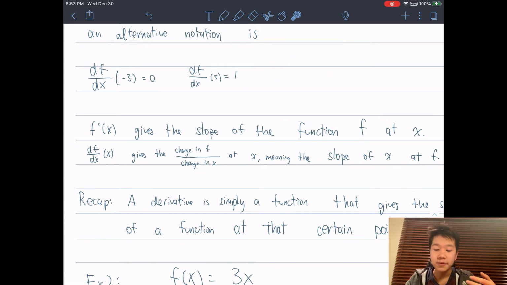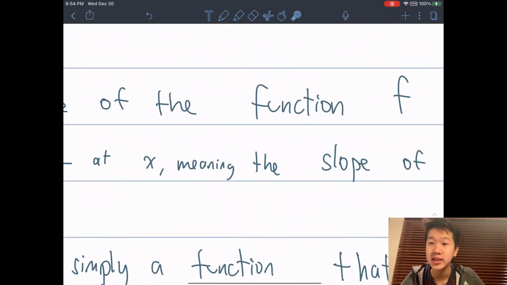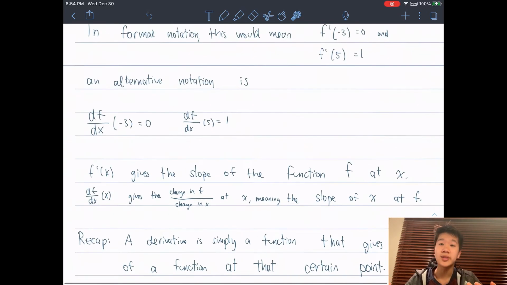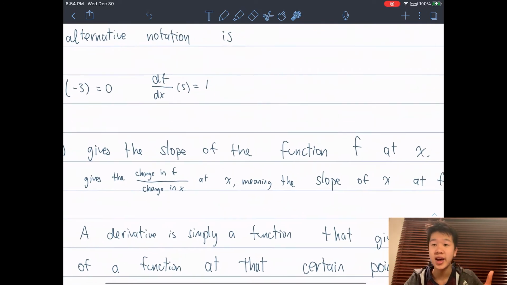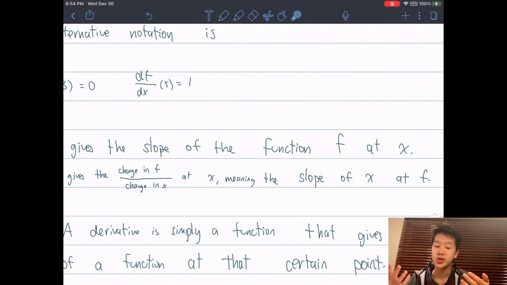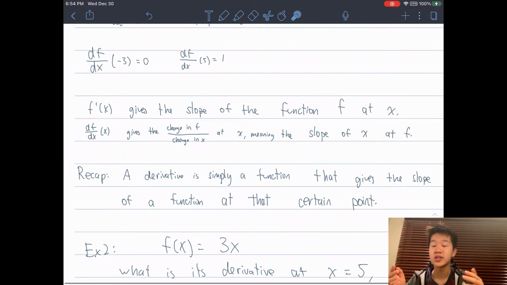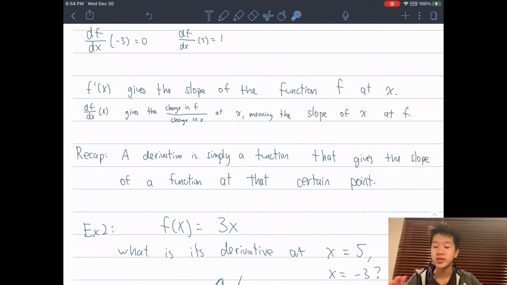So f prime of x gives the slope of the function f at x, that's by definition, and df over dx of x, which is an equivalent notation, gives the change in f over the change in x at the point x. And we know that the change in f over the change in x is equal to the slope. So both notations are equivalent. So as a recap, a derivative is simply a function that gives the slope of another function at a certain point.